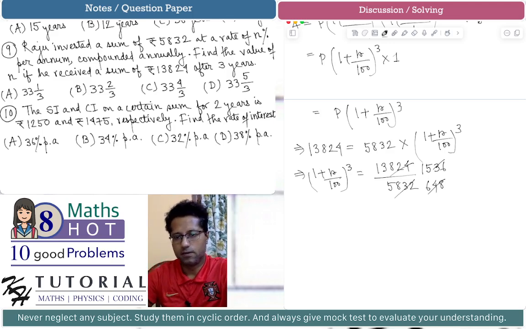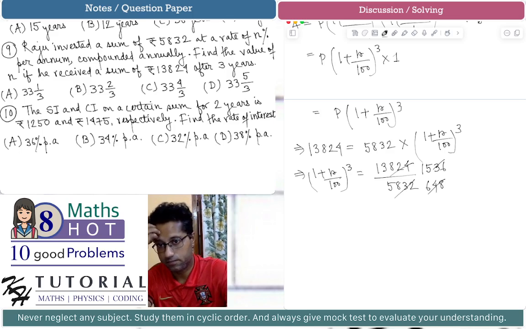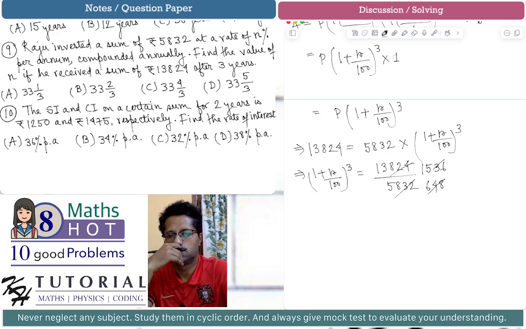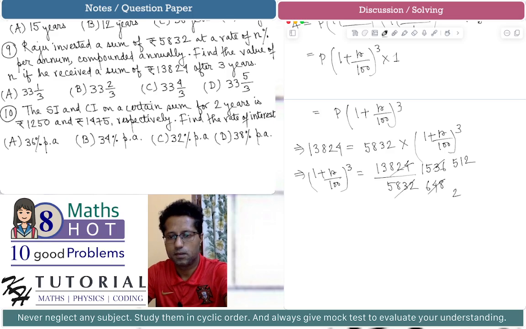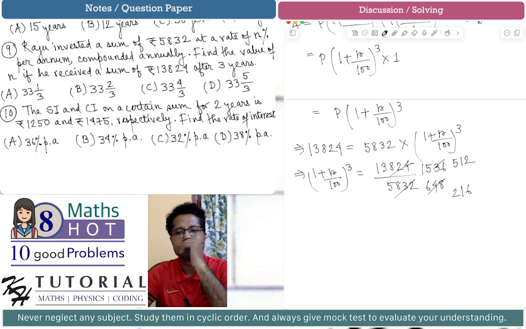Let's divide by, will you divide by 6? No, it is dividing by 3. Okay, so let's divide by 3. So this is 512, and this is 216.